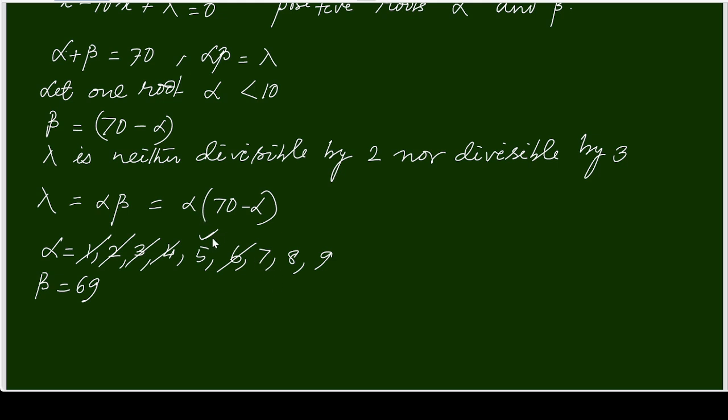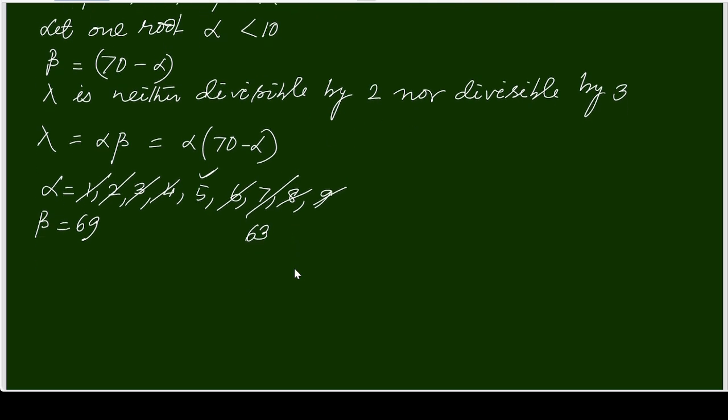If alpha is 7, beta will be 63, so the total is 70. Again 63 is a multiple of 3, so the whole thing will be a multiple of 3. So 7 is also not accepted. 8 is not accepted. 9 is not accepted, being a multiple of 3. So what is the option? Only alpha equals 5. If alpha is equal to 5, beta is equal to 65.